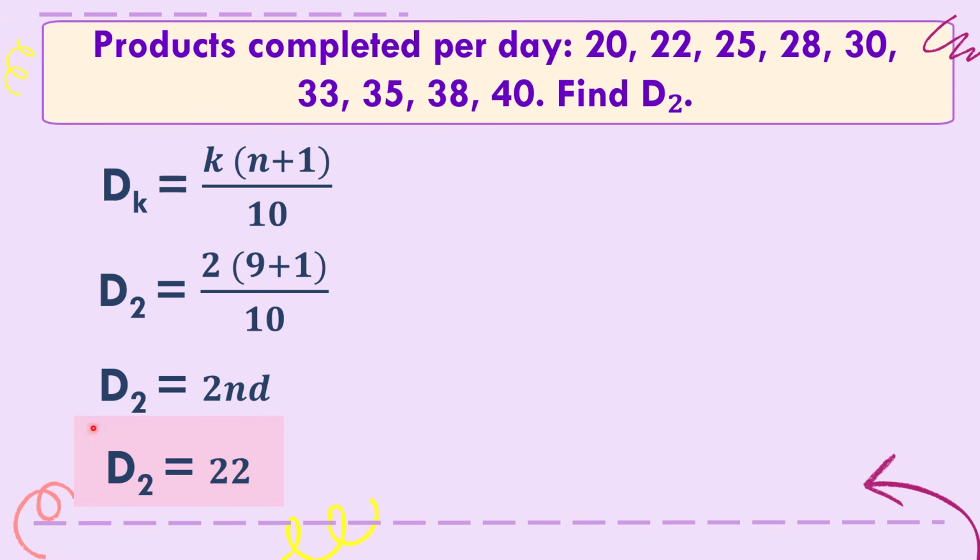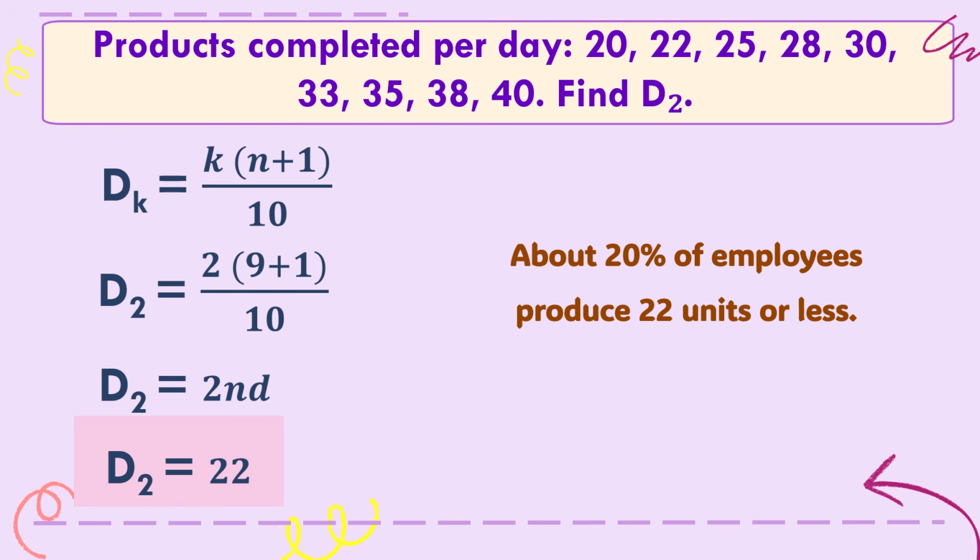So decile 2 means 20%. About 20% of the employees produce 22 units or less.